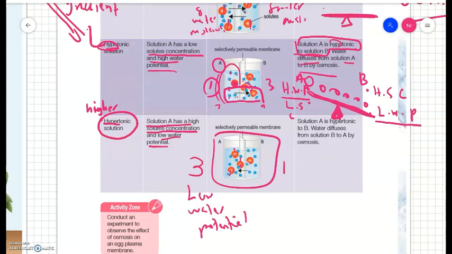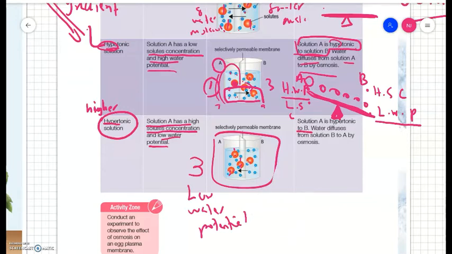Again, macam mana? Kita terus pergi sini. So now comparison. Solution A is hypertonic to B. Ingat mesti ada comparison. Solution A compare dengan solution B. So solution A is hypertonic to solution B. Okay, jadi bila dia hypertonic, macam ni.